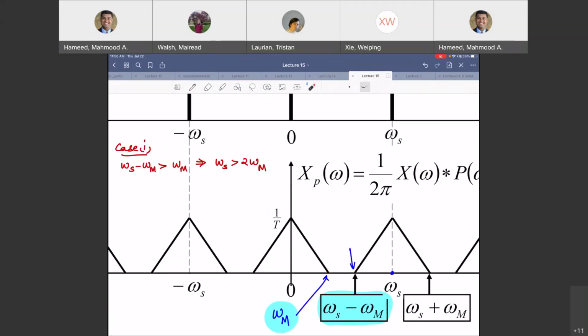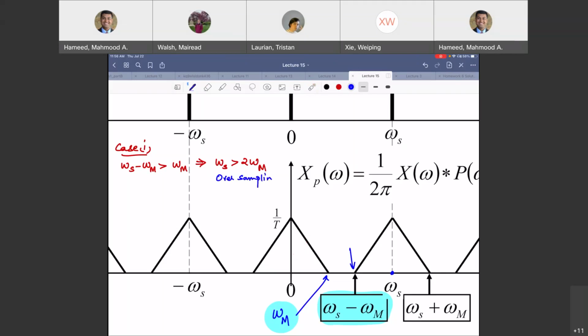So when omega s is greater than 2 omega m, your triangles are disjoint. And there is no overlap. There is no corruption of the high frequency components in my signal that I sampled. So you don't lose them. So this is when you're more than 2 omega m, this is called oversampling.